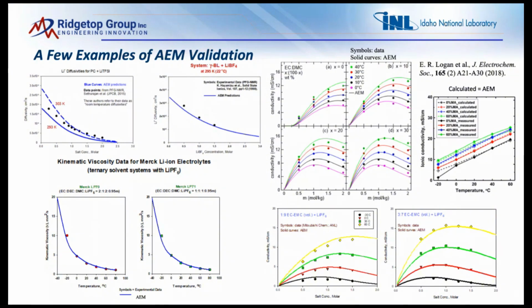This slide provides a quick set of examples for AEM validation. On the upper left, we have a couple of plots that have diffusivity data. The data points are the black circles, and these were obtained through pulsed-field gradient NMR. The blue curves are AEM predictions. Between the PC LiTFSI system and the gamma-butyrolactone LiBF4, we have some very close agreement between model and measurements.